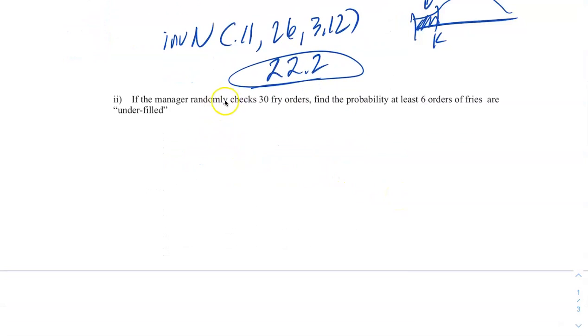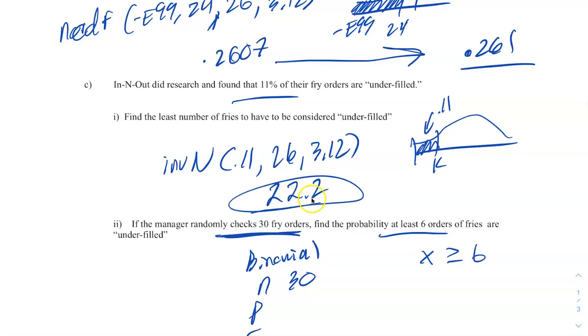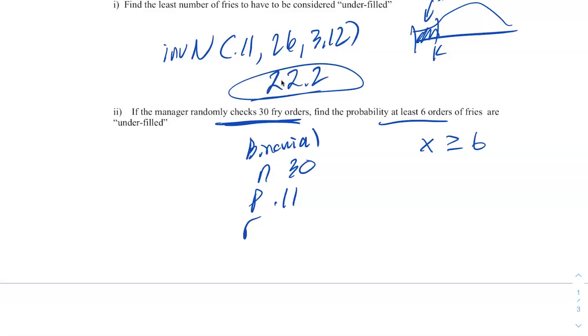Last one here. If the manager randomly checks 30 fry orders, find the probability at least 6 orders of fries are underfilled. So look at the type of question, right? Notice that they bring out some random sample. That's always a binomial question. At least 6. If I want at least 6, that means that's my lower bound. I want 6 or more. So remember, when you do binomial, they always want n, p, r. And in this case, n is 30. My probability here is underfilled. So what's the probability of underfilled? It's not 22. That's how many fries. It's 11%. So 0.11.